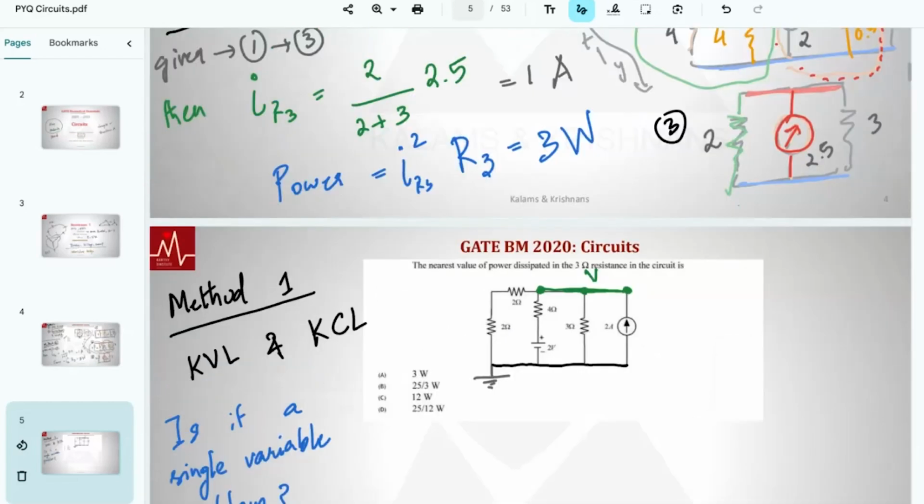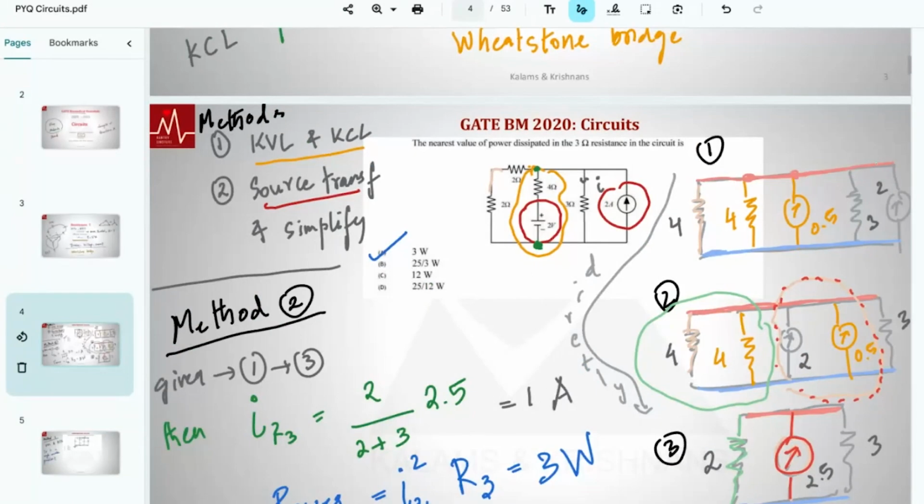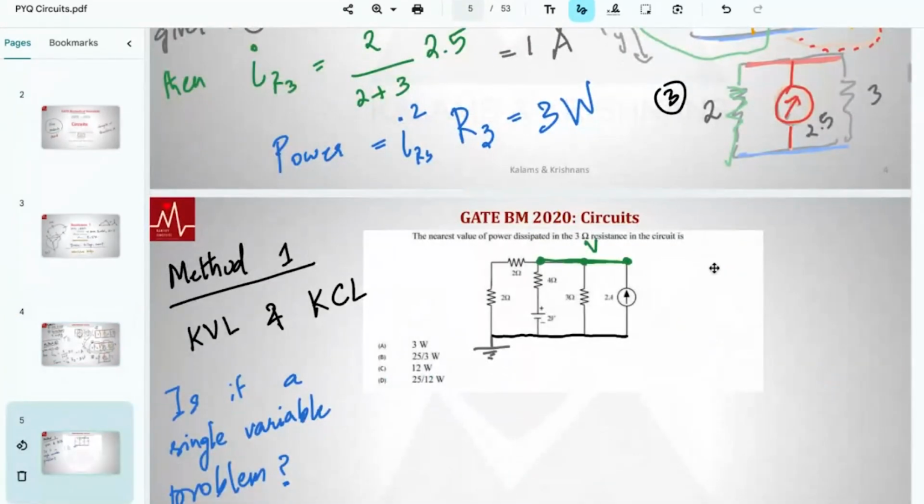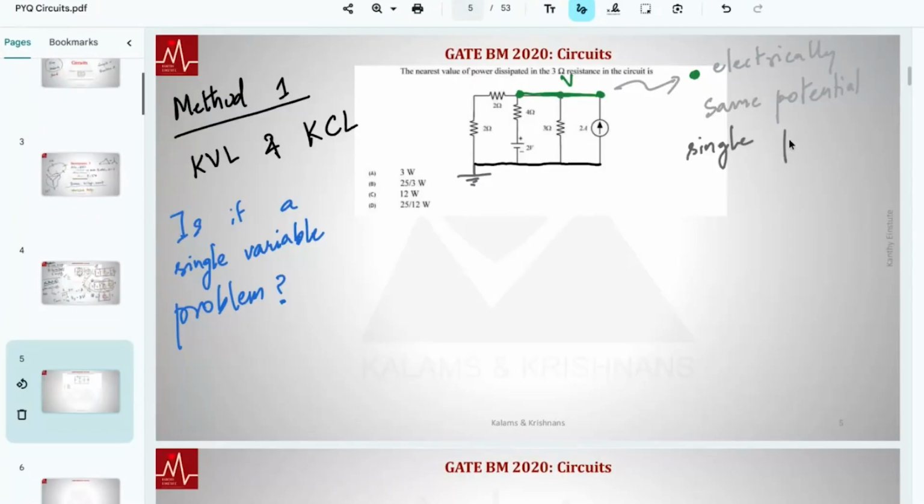In fact, this is what I was trying to explain here. The whole top thing is at the same voltage. The whole bottom thing is at the same voltage. Essentially, it's the same point. Electrically, it's a single point, at the same potential. So if that voltage is an unknown, the current entering that point is 2 amps.